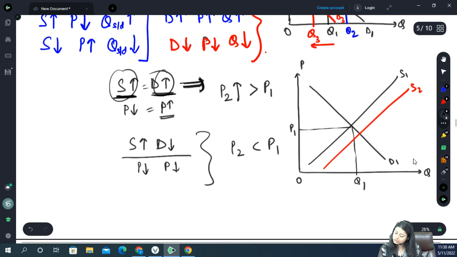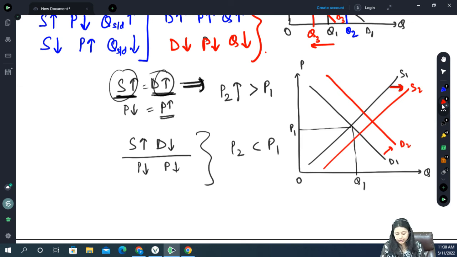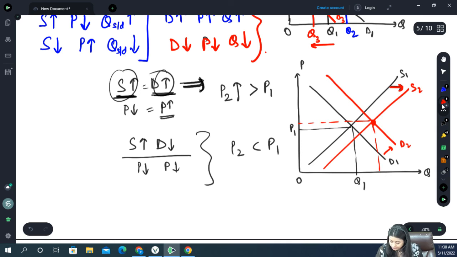So here is the rightward shift in the supply curve, or increase in supply, and similarly I am taking an increase in the demand as well. Increase in demand. Clear? Now since your supply is also increasing and demand is also increasing, this is your new equilibrium. What do we conclude? This is my new price, and this is my P2.